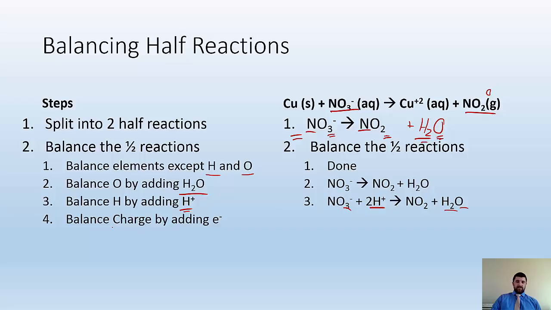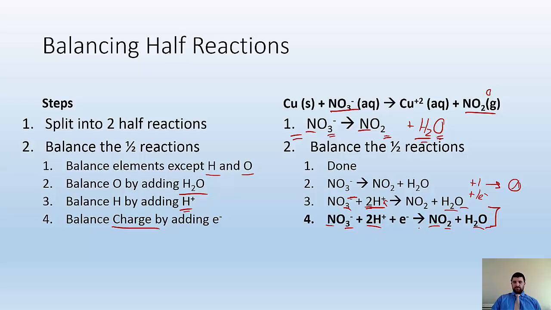So now the last thing I've got to look at is the charge. Well, I have a minus 1 here and I've got 2 pluses here. So I've got a charge of plus 1 on the left side and a charge of 0 on the right side. So that tells me I'm going to have to add 1 electron to the left side. And this is what I end up with. This is my balanced half reaction right here. Let's check. 1 nitrogen, 1 nitrogen, 2 hydrogens, 2 hydrogens, 1, 2, 3 oxygens, 3 oxygens. Charges, minus 1 plus 2 minus 1 is 0, and 0. So everything is good. Piece of cake.